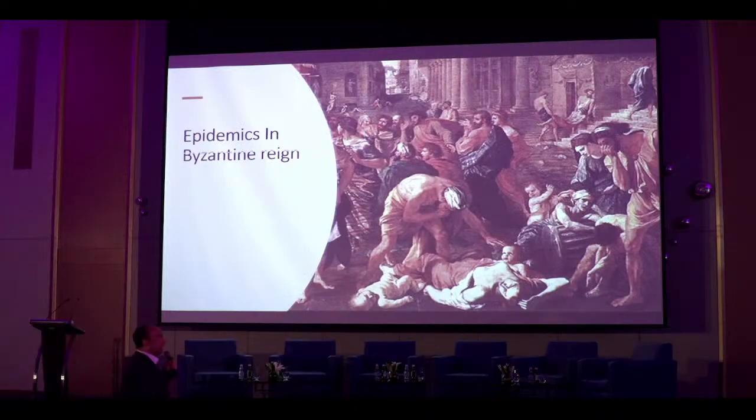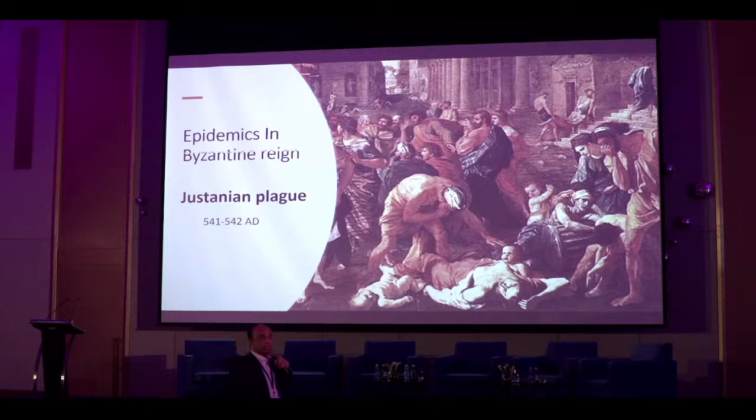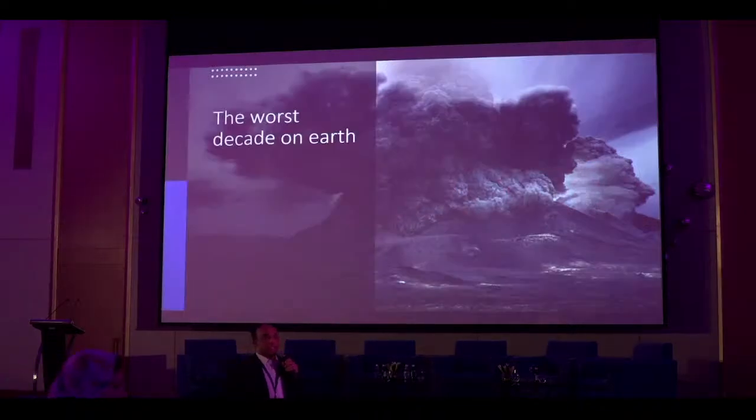In the Byzantine time, there was another very serious plague, named the Justinian plague. It was named after Justinian, an emperor. At that time, we can say without a doubt that this was the darkest time on earth, the worst time. We call it the Dark Decade.